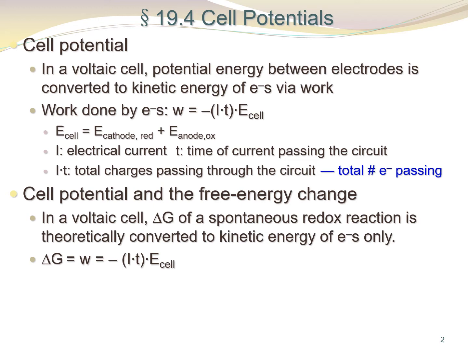And then W, according to the equation given, is equal to negative I times T times E cell. And of course, we can replace I times T with the total number of electrons passing. That would be the moles of electrons times a constant times the potential of the cell. And this equation right here is one of the powerful equations. And later on we'll see this equation is equivalent to delta G equals delta G0 plus RT log of Q in chapter 18.